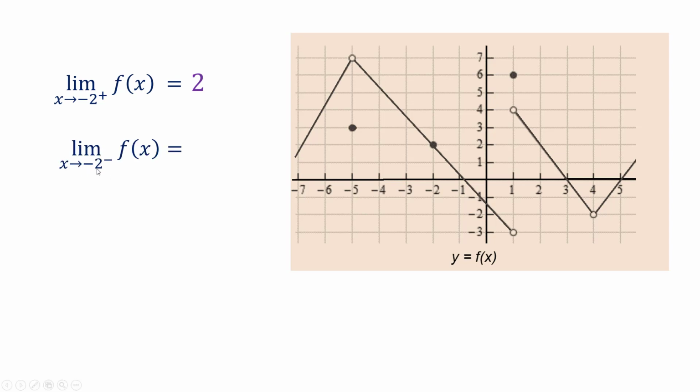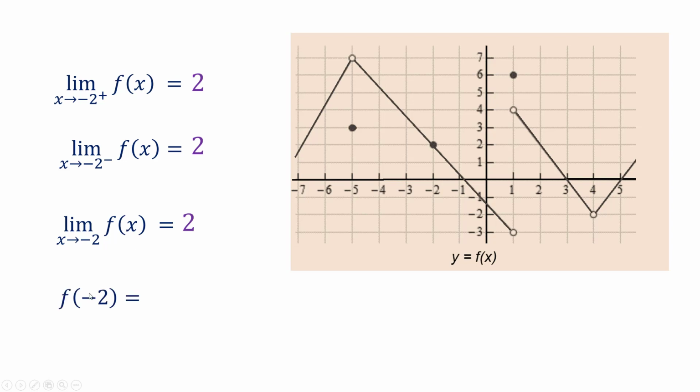And also we want to find the left limit at -2. If we approach -2 from the left, if we look at the graph of the function, the corresponding y values of the function approach 2. So the left limit also equals 2. And because left limit and right limit both exist and they are equal, the limit of the function at -2 exists and equals 2 as well.